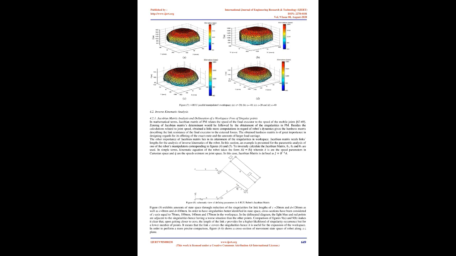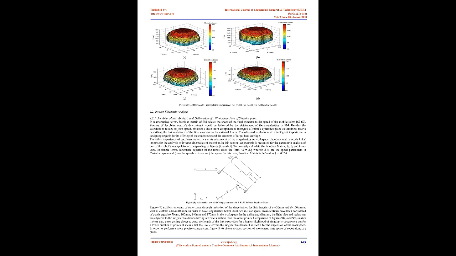4.2 Inverse kinematic analysis. 4.2.1 Jacobian matrix analysis and delineation of a workspace free of singular points. In mathematical terms, the Jacobian matrix of the PM relates the speed of the final executor to the speed of the mobile joints 67 to 69. Zeroing of the Jacobian matrix's determinant would be followed by the obtainment of the singularities in the PM.